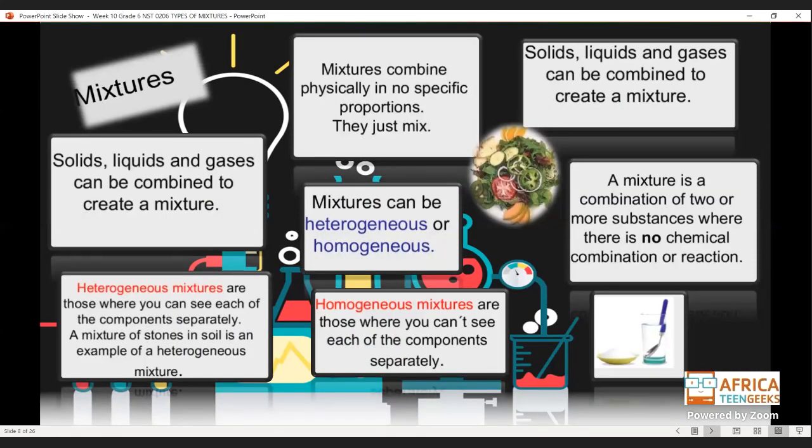Here we go. This is something that you probably learned this term that we're revising. I haven't revised it with you yet. We've discussed mixtures, but we haven't actually gone into their proper scientific names. Okay, so we know that mixtures, we can combine them physically, but they're in no specific proportions. They just mix.